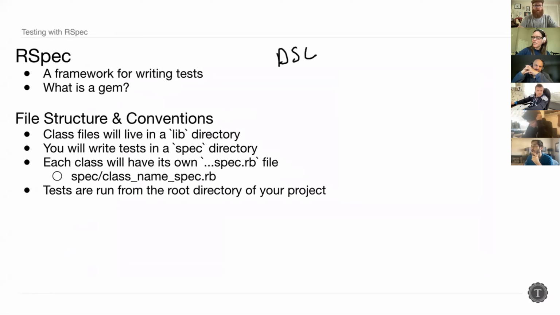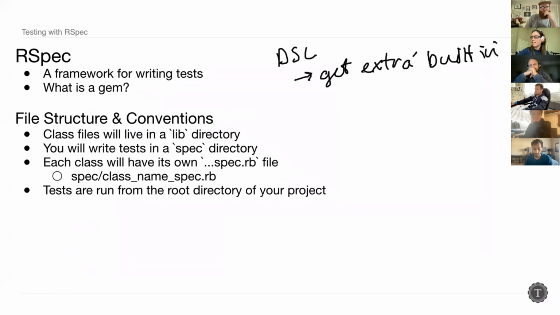DSL, domain specific language. It means we get extra built-in methods. So Ruby out of the box has some built-in methods like to_i to turn something into an integer, to_s to turn it into a string, length to check the length of an array. RSpec, when we include that gem, we're including some DSL, some domain specific language. That means that we get some extra built-in methods. Cool.